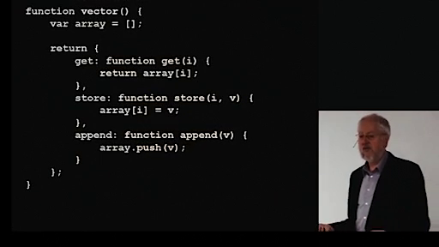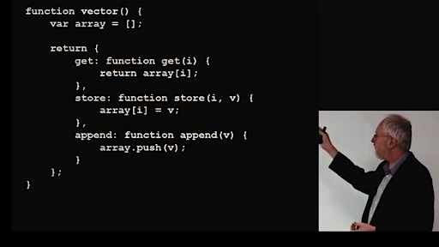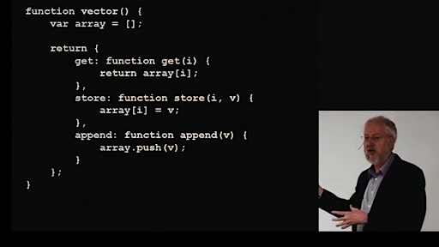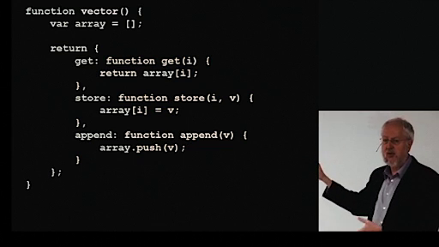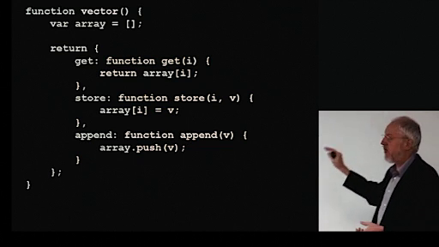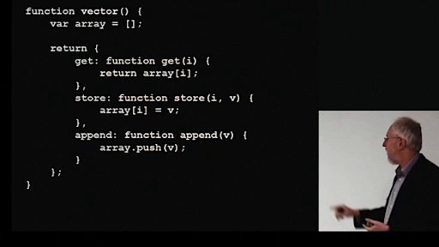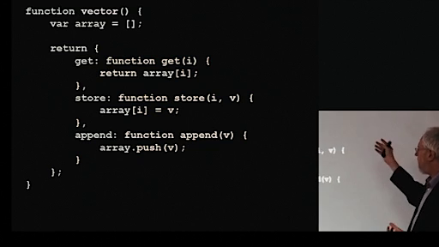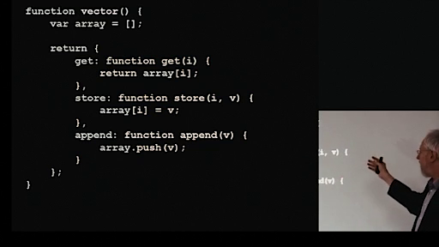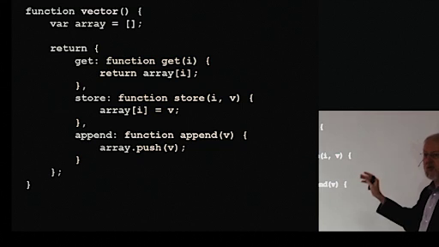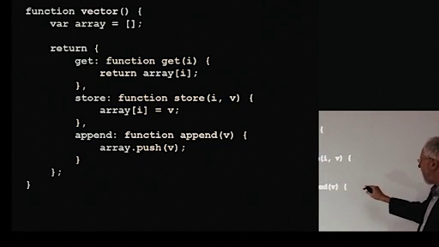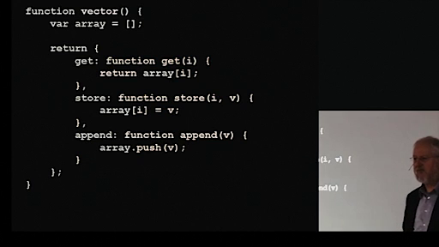I'm going to guess, based on what we've been doing, it might look something like this. So here's a function called vector. We have an array variable containing the array. That's the secret that we want to protect, and it's hidden in the function scope, so we're already off to a good start. And we're going to return an object containing 3 functions: the get function, store function, and append function. The get function will take i and return array sub i. The store function will take i and v and store into i the v value. And append will take a value and push that value onto the array.